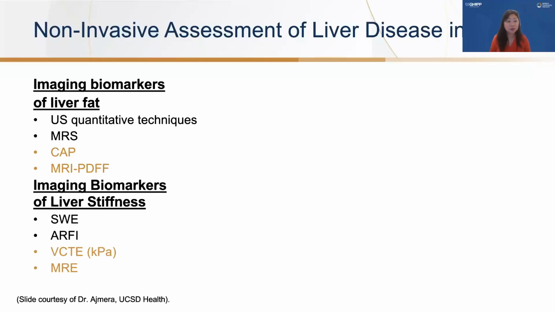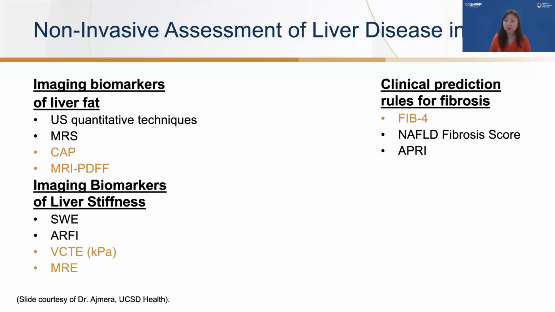Down here on the left, these are your imaging biomarkers for liver stiffness. Liver stiffness is a surrogate marker for fibrosis. And so the top 2 exams, shear wave elastography and ARFI, are your ultrasound techniques. VCTE is your FibroScan test, and then there is MRI elastography.